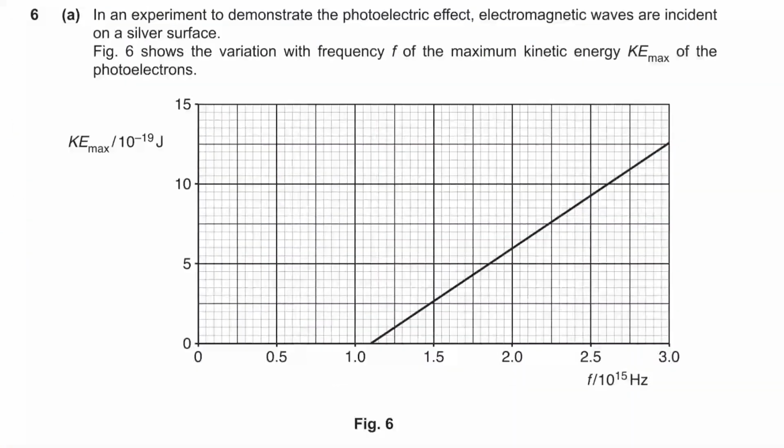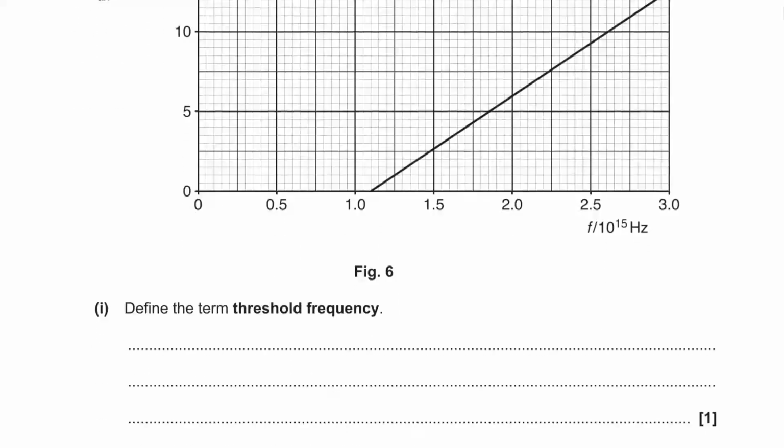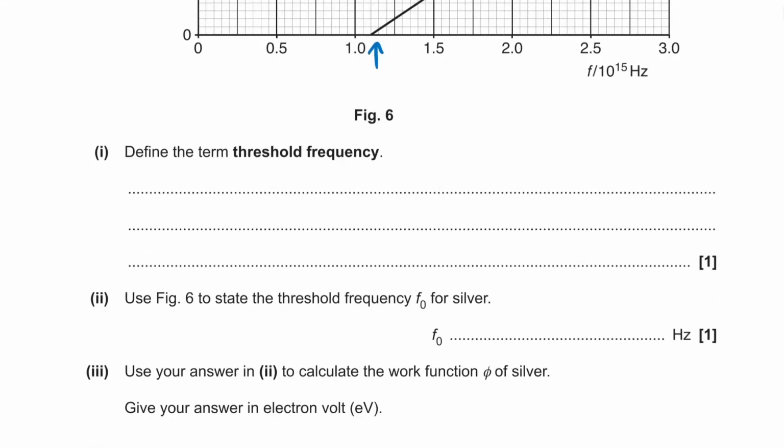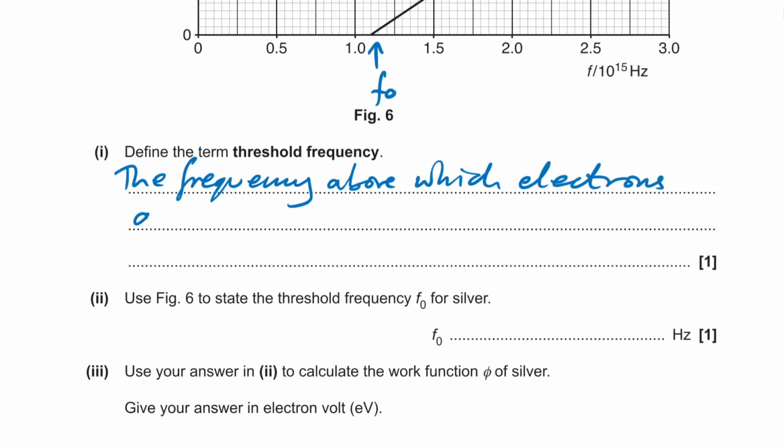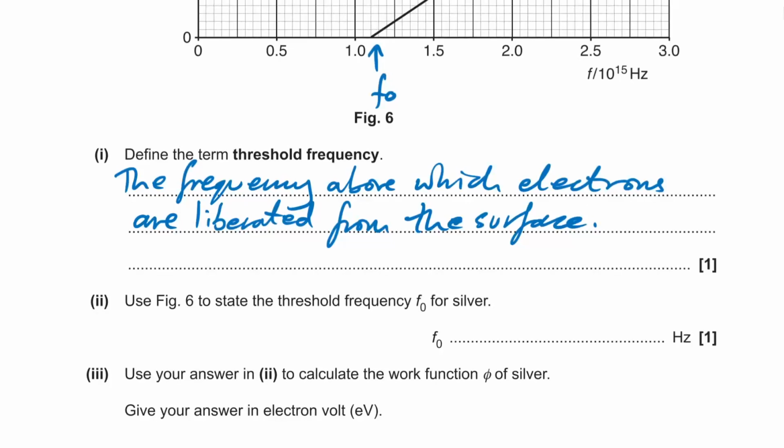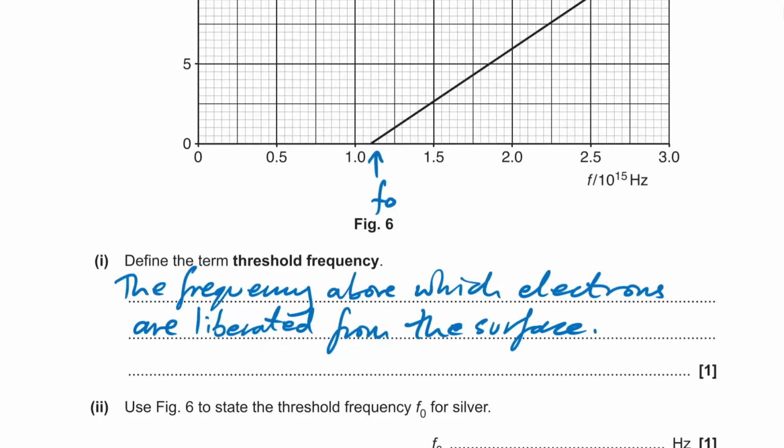6, photoelectric effect. I like photoelectric effect. Define the term threshold frequency. So of course we're talking about this point here. That's F0. The frequency above which electrons are liberated from the surface. Use the graph to find out the threshold frequency. Well, we can see that that is 1.1. Easy. Because it has to be times 10 to the 15, doesn't it?